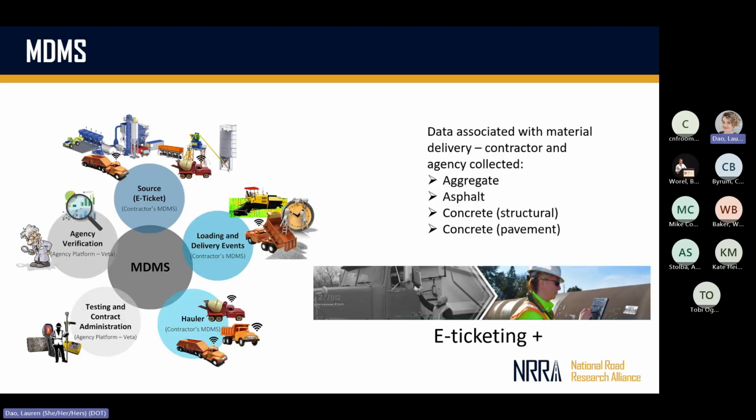Okay, we've got our MDMS. This is all about material delivery, and it includes your e-ticket. I know that e-ticketing has really taken off across the nation. This is a standard that's going to take that e-ticket and make it universal across the board. It also covers anything that you usually collect with your material delivery. So if you're doing any sort of testing or inspection on site, this can all go into the MDMS.